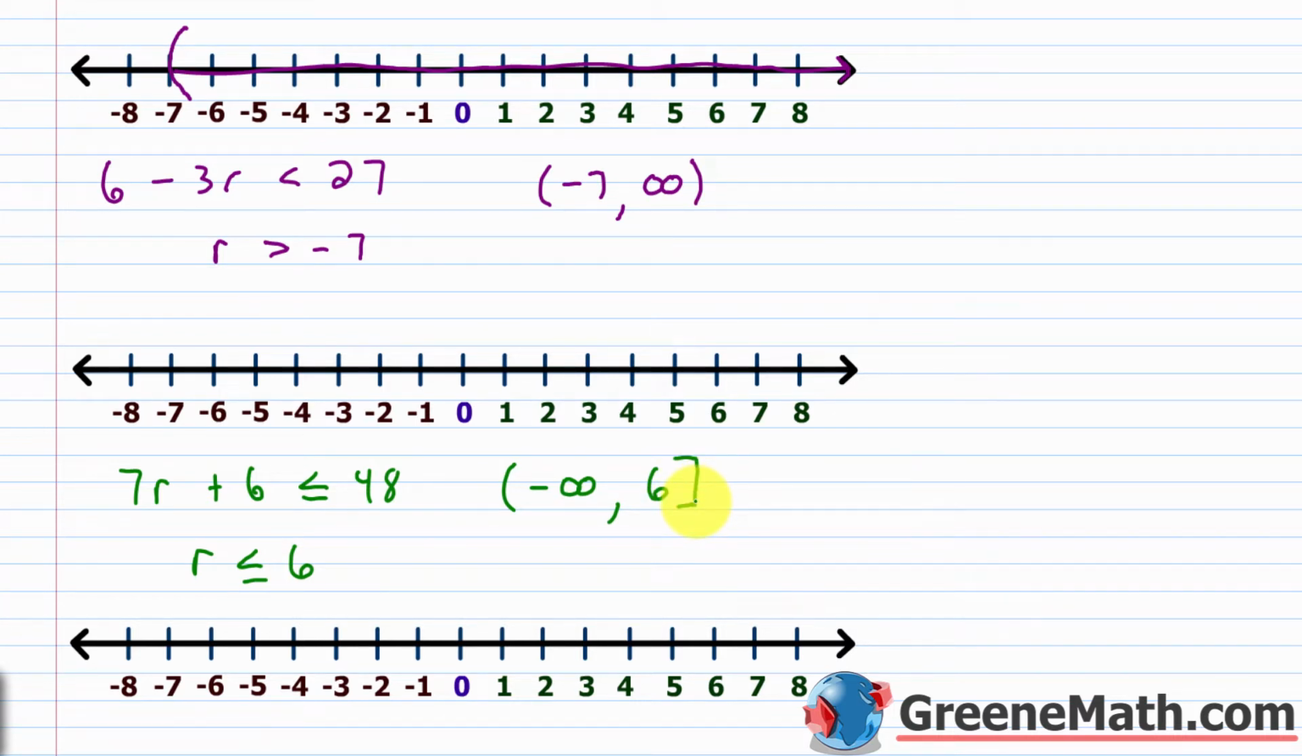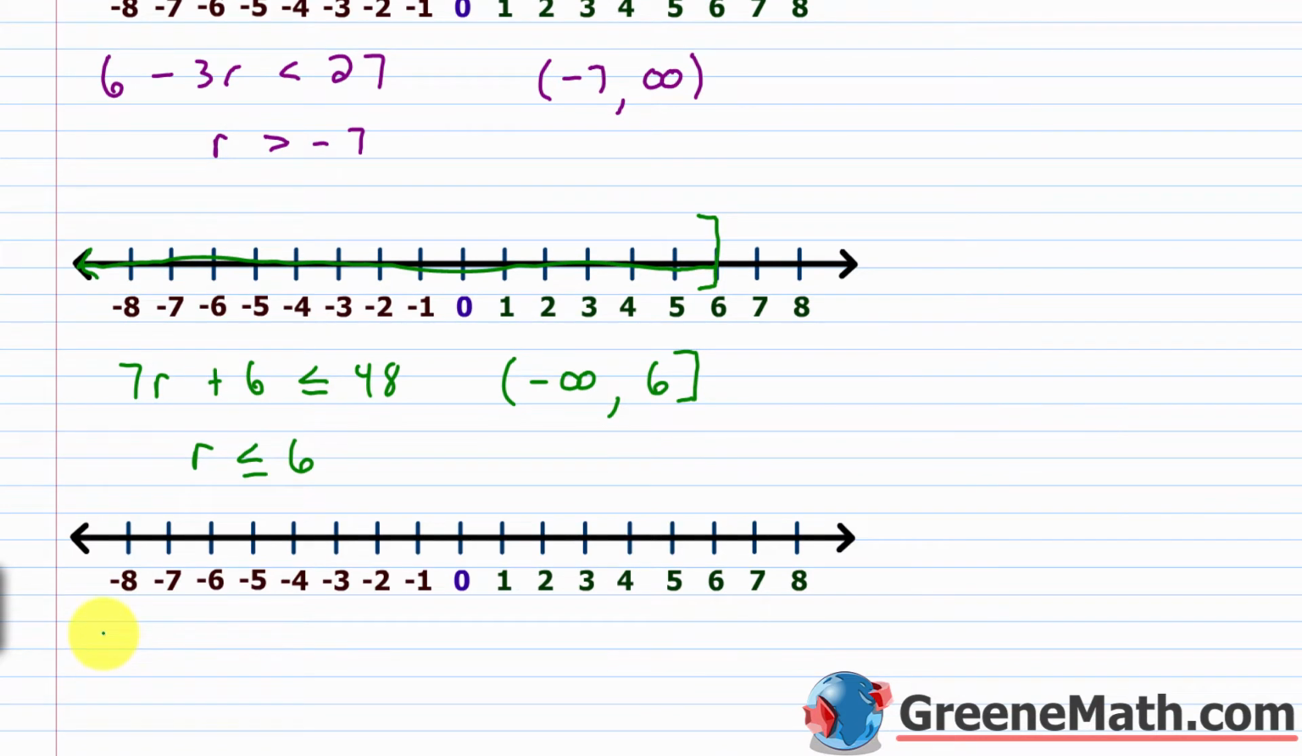All right. Now graphically, at 6, we put a bracket facing to the left, and we shade everything going in this direction, again, including that arrow. Now, for the compound inequality, let me just write this here. We have 6 minus 3r is less than 27. And then we have 7r plus 6 is less than or equal to 48. So what's the solution here? Well, again, it's the intersection of the two solution sets.